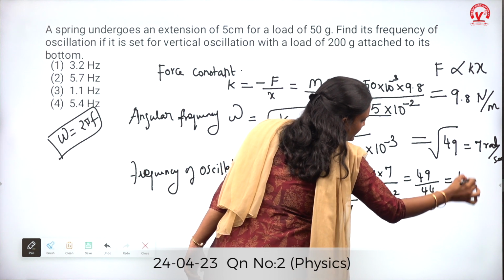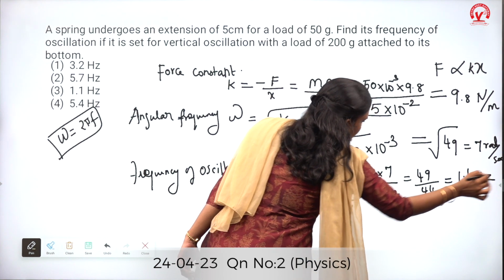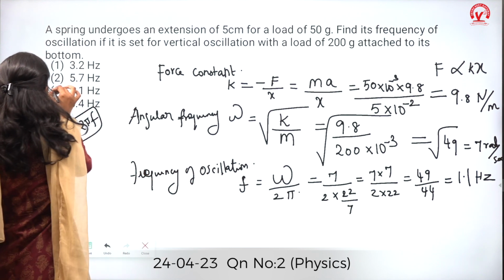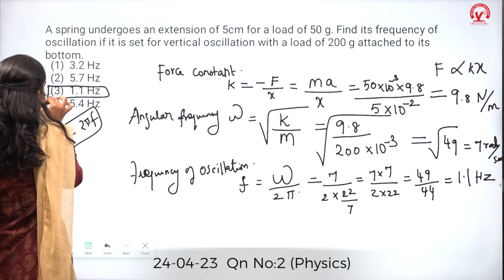Now this is 1.1 hertz. So the angular frequency of oscillation is 1.1 hertz. So option 3 is the correct one.